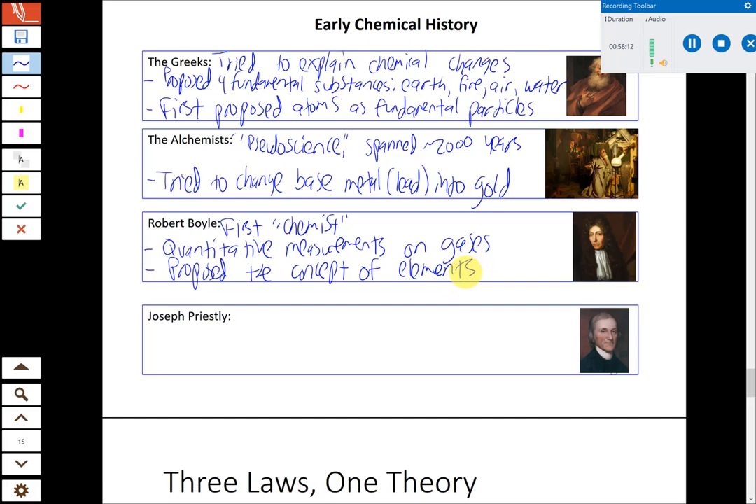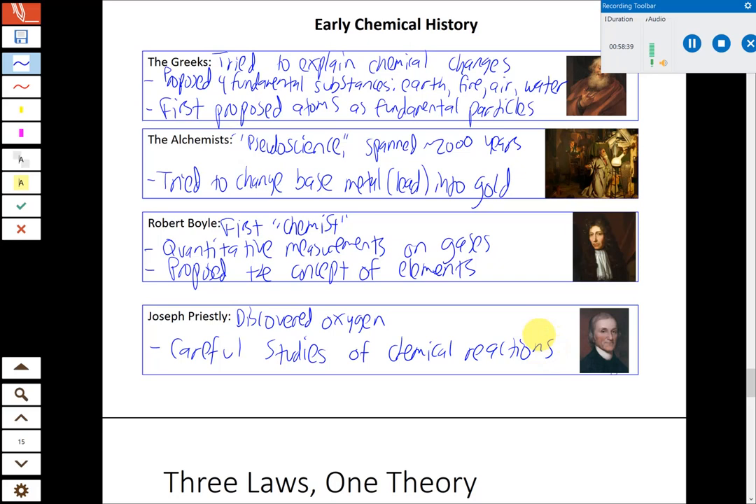And then another person who's very important in early chemical history is Joseph Priestley. He discovered oxygen, and he was one of the first, or the first, to do very detailed studies of chemical reactions. As I said, Boyle was just making physical measurements on the properties of gases, but Priestley actually studied chemical reactions, also primarily involving gases. In the course of doing this, he discovered oxygen, that there is some chemical substance in the air that we can't see or smell or taste, but it's still this important substance that plays a role in a lot of chemical reactions.